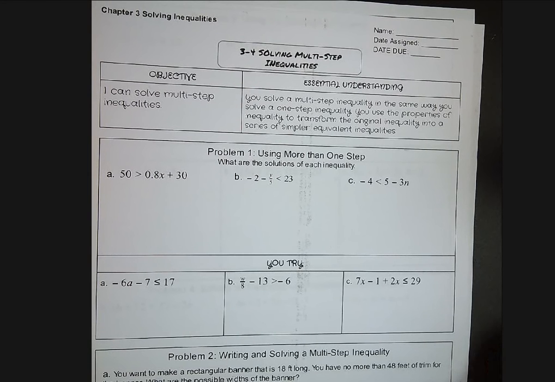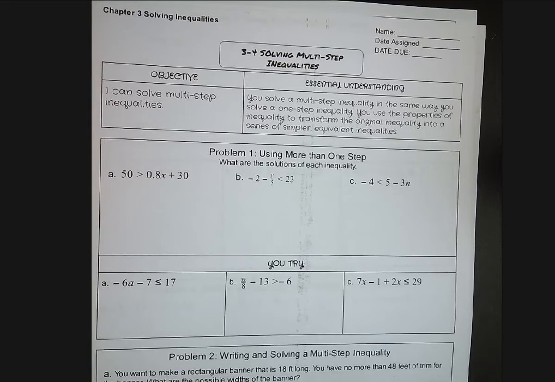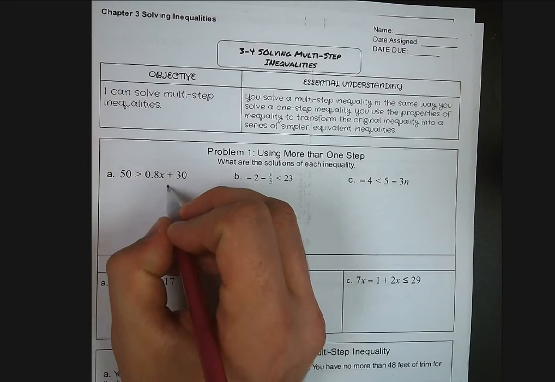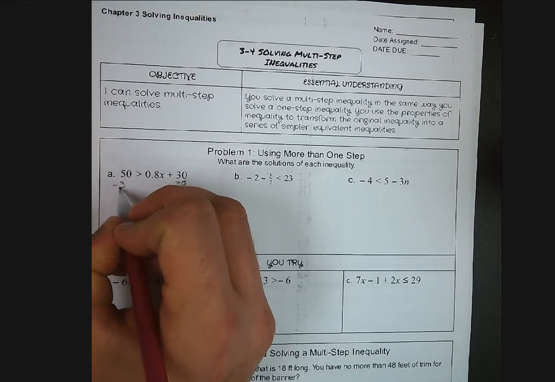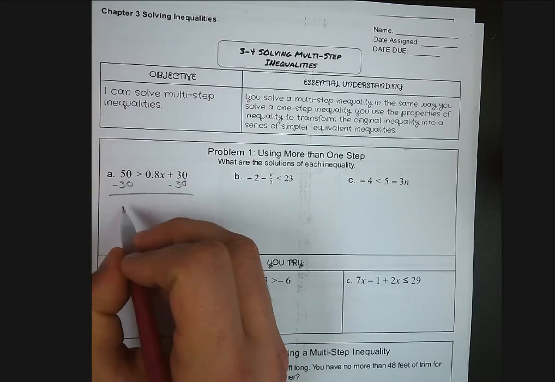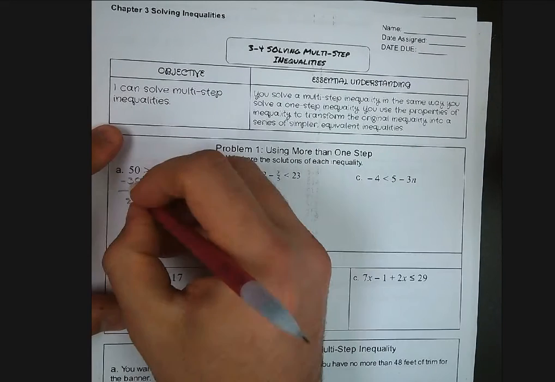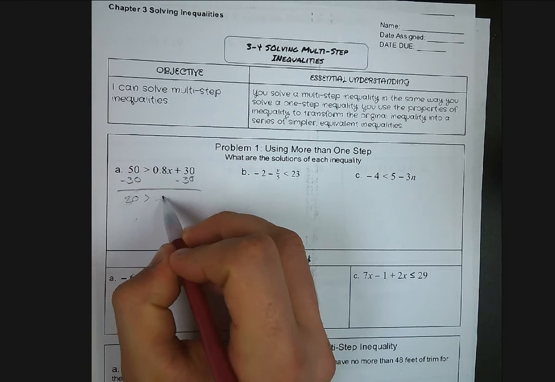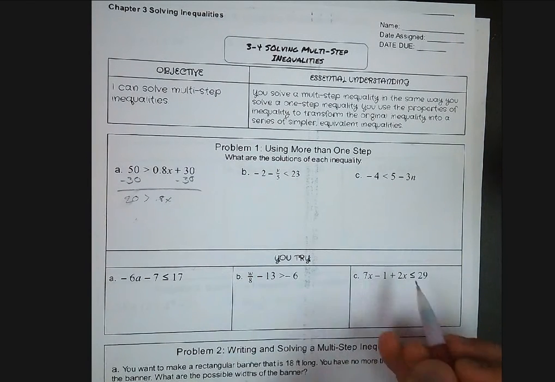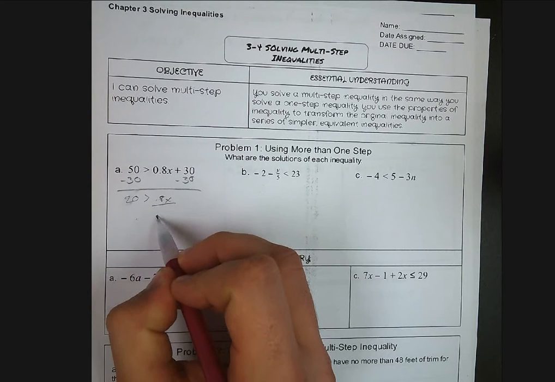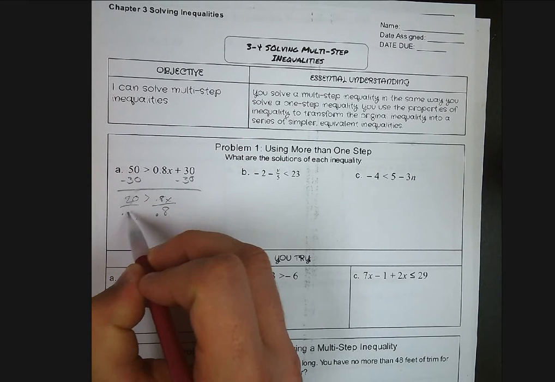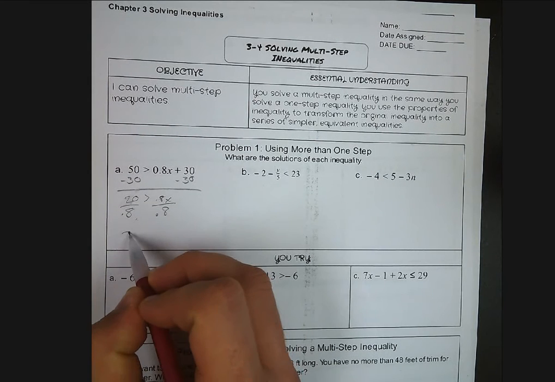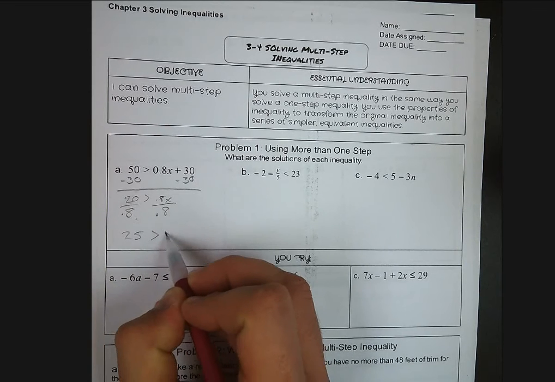Moving on, problem number 1. Using more than one step, we want to know what are the solutions of each inequality. So letter A, the first step we're going to do is subtract 30 from both sides of that equation. And we get that 20 is greater than 0.8x. All right, now we divide both sides of our equation by 0.8. And we find that 25 is greater than x.